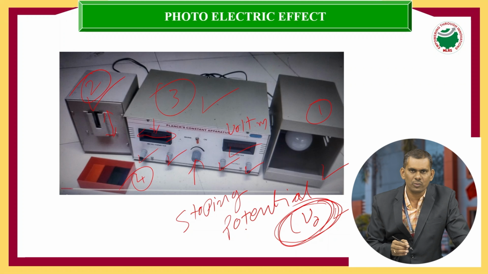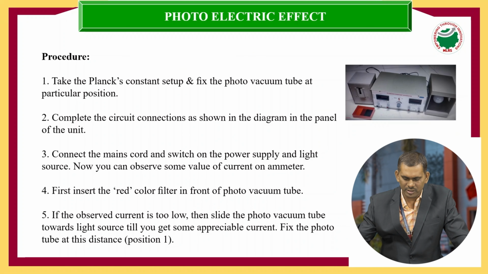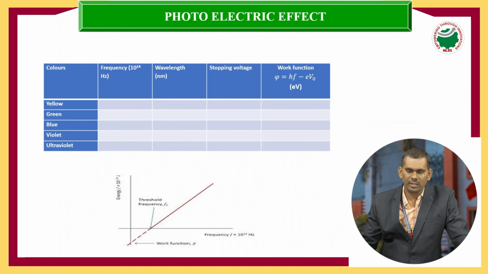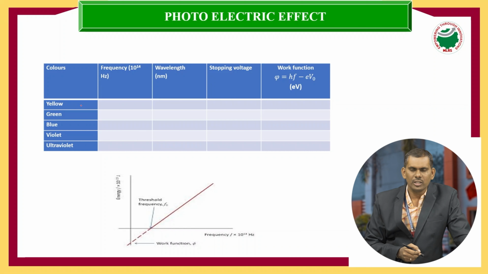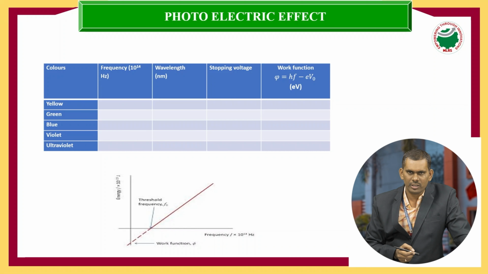The same process we can do for different color filters, meaning different wavelengths. We can incident them on the photocell and find out the stopping potential for different wavelengths. By that we can calculate the work function. Here is the tabular column which we are using to calculate the work function value.